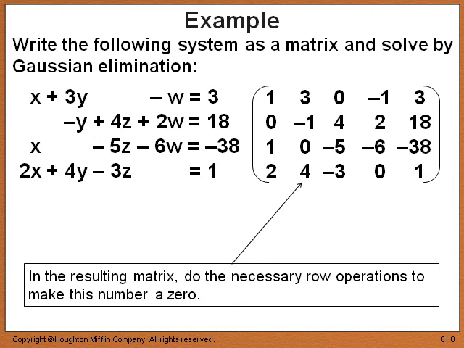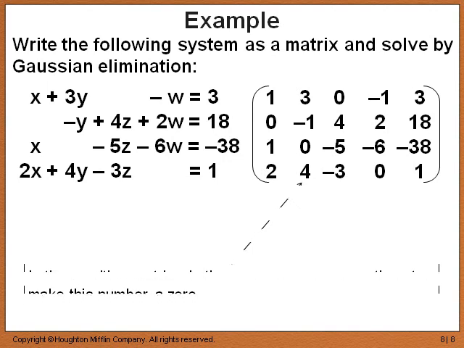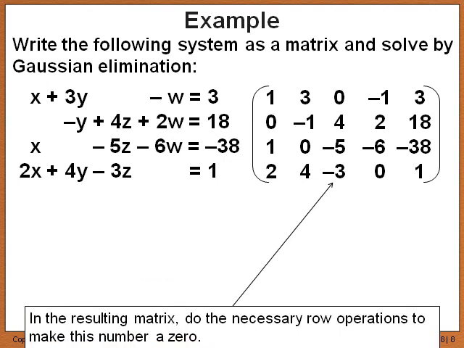You can see what we're trying to do here is step by step get towards row echelon form. So I do the necessary row operations to make this number 0, and finally, in the resulting matrix, I will do the necessary row operations to make this number a 0. Okay, and once I do that, I'm going to have all zeros in the lower left portion of the matrix, and the matrix will then be in row echelon form.